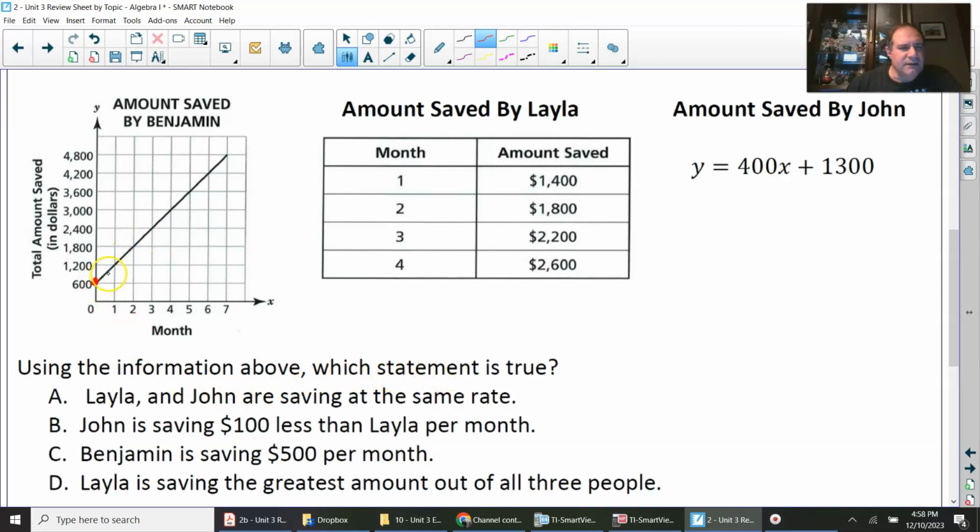All right, so I'm just going to go ahead. Layla and John are saving at the same rate. I'm just going to go right here and figure out the slope. This is 1 over 600. So the m is 600.